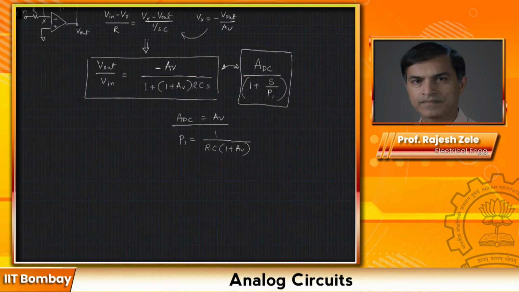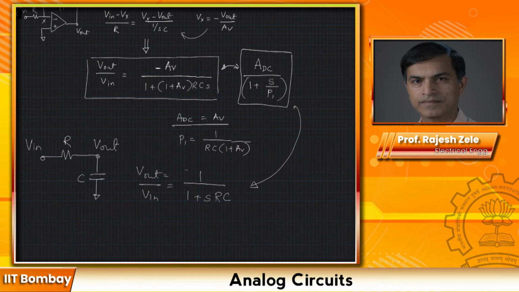So let's take a simple example of a resistor and a capacitor, R and C. This is my V in and this is my V out. In this case, you know how to derive this. V out divided by V in is equal to 1 divided by 1 plus S RC. This should be pretty straightforward. So now we can compare these two and see what's really going on.